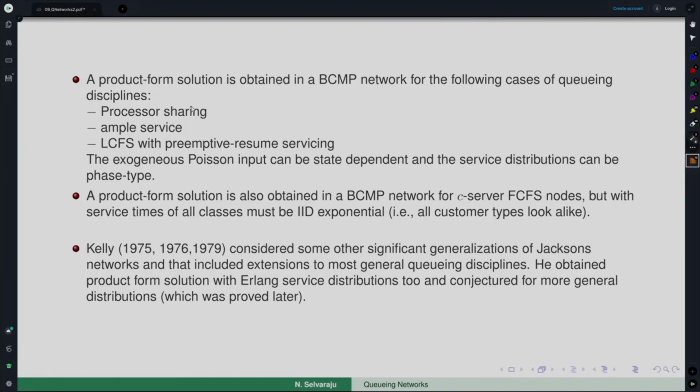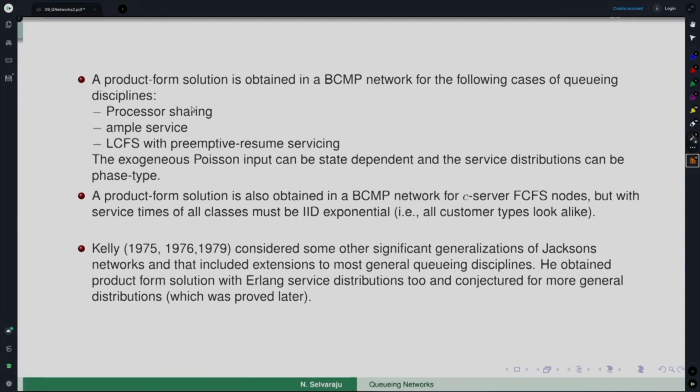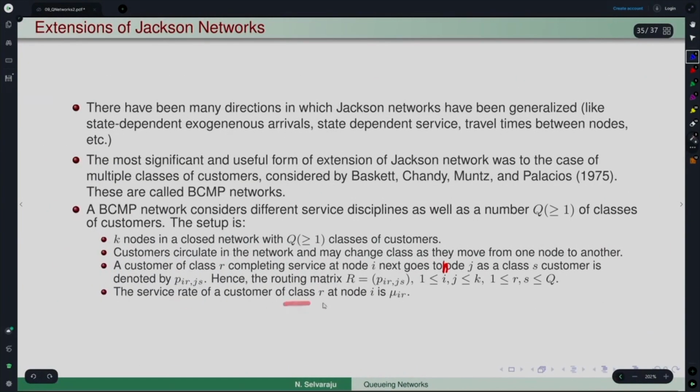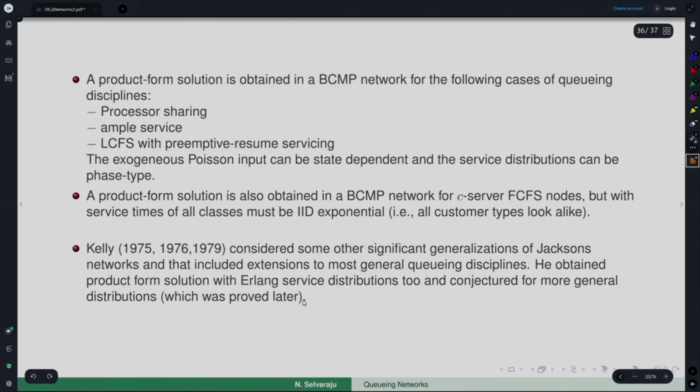servicing. Now, in this setup, when BCMP gave this product form result, they gave it in that generality, with exogenous Poisson input with state dependent rates, and the service distribution can be phase type. It need not be exponential. That is why we just talked about the rate here and did not talk about the distribution for which this is the rate, right. It could be even a phase type distribution.